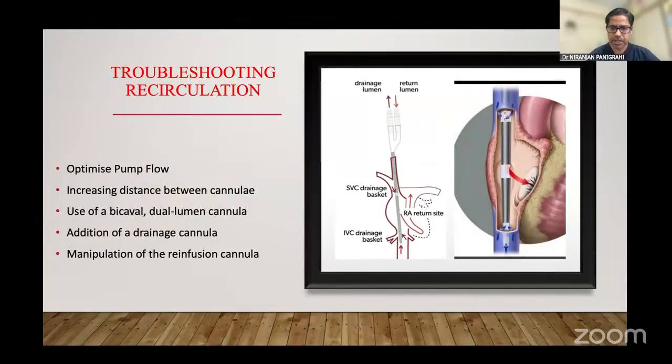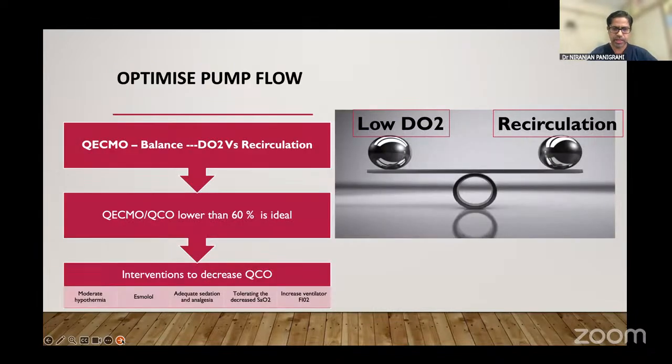Now I have put here a double lumen cannula, or the Avalon cannula, whichever is available. You can see here the return blood can directly go into the RA, and for the access there is no way to mix, or no way for recirculation. But again, a dual cannula requires some amount of skill to adjust, so that we can balance it.